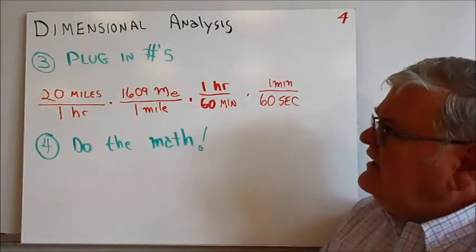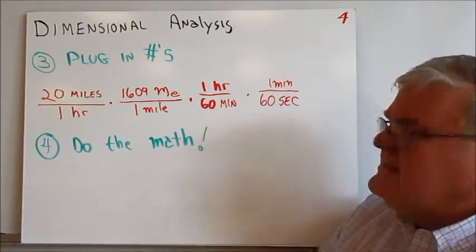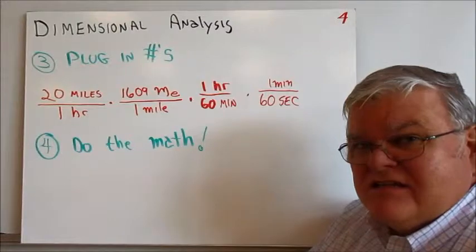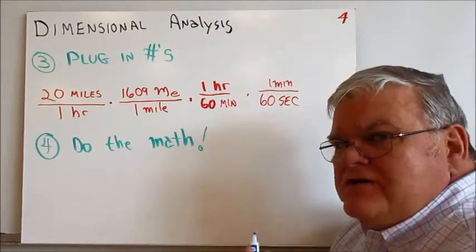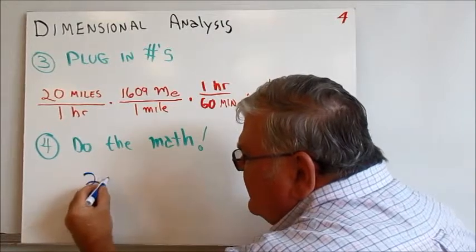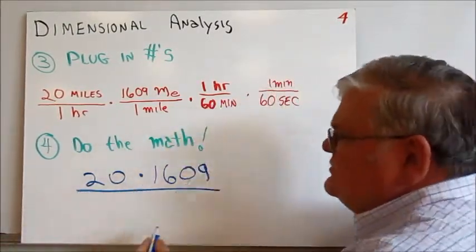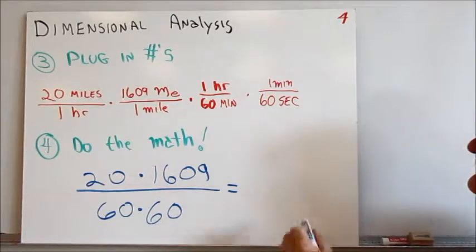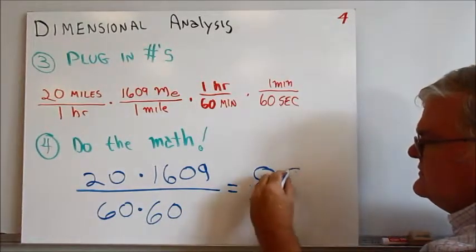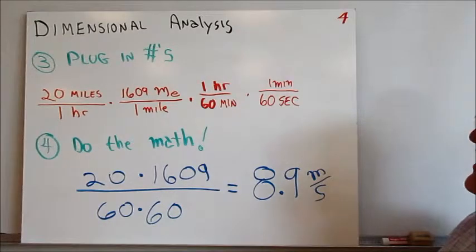All right, now we're ready to plug in numbers. We had 20 miles per hour, 1,609 meters in 1 mile. 1 hour contains 60 minutes, and 1 minute contains 60 seconds. Let's do the math. It's best at this point, if you're not comfortable with what you have there, to take the units out and just write in your numbers. So you have 20 times 1,609 on top, 2 60s on the bottom. Plug into your calculator. You'll end up with 8.9 meters per second. That's the conversion. 20 miles per hour is the equivalent of 8.9 meters per second.